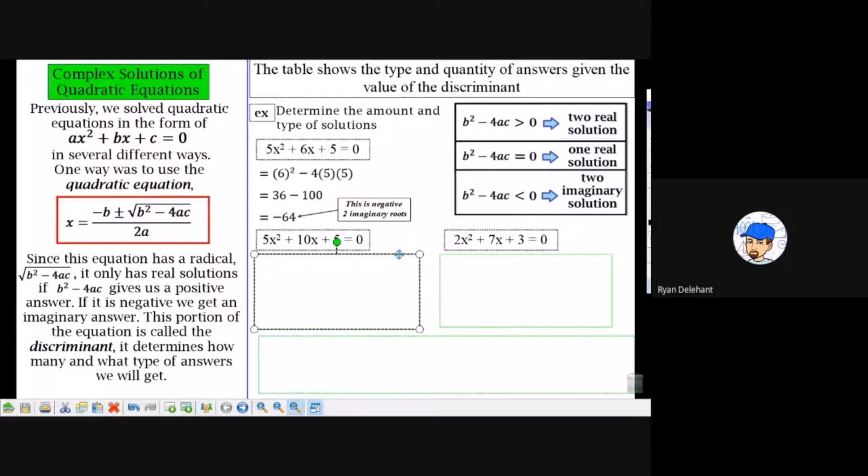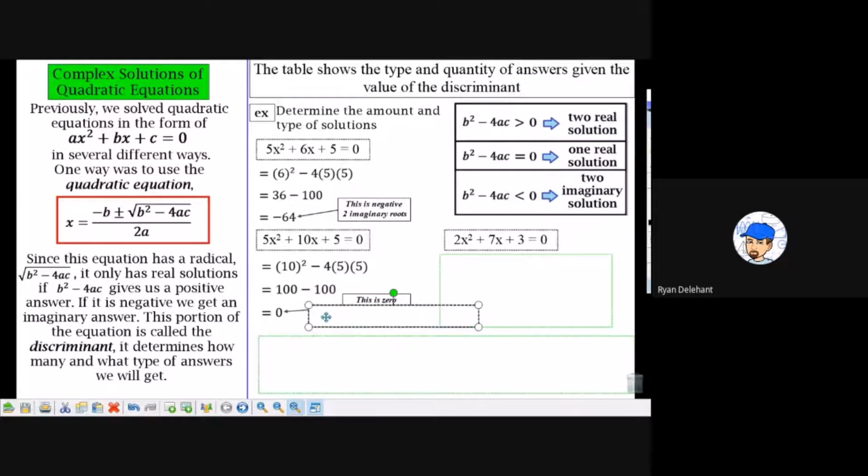If we do that with this one, we end up right here. We end up with 10 squared minus 4 times 5 times 5, which is 100 minus 100, which gives us 0. That tells us it has one real root. That one's not quite as important for our process, but I still wanted to include it so that we saw it.